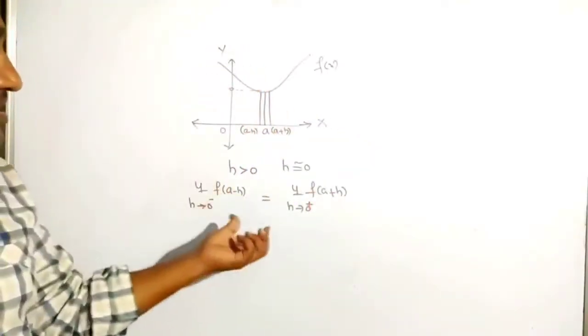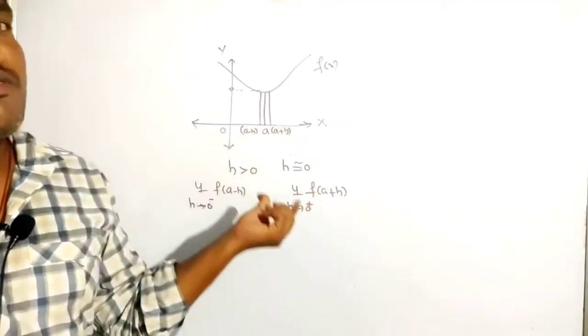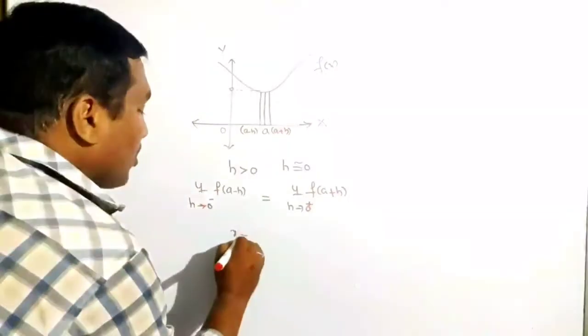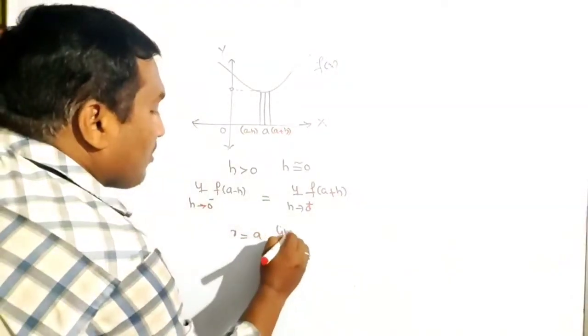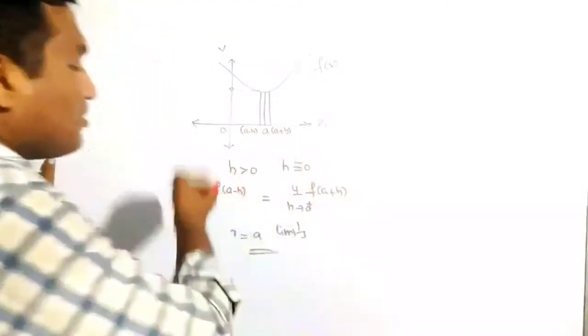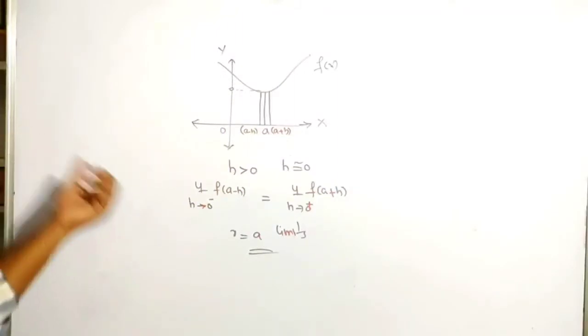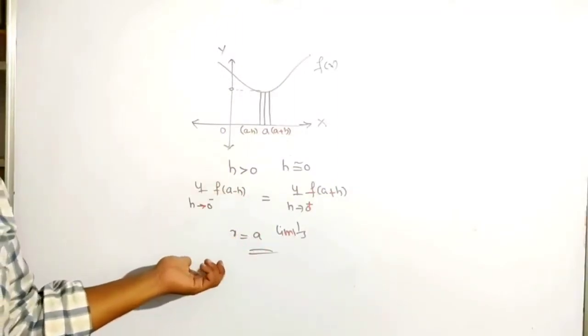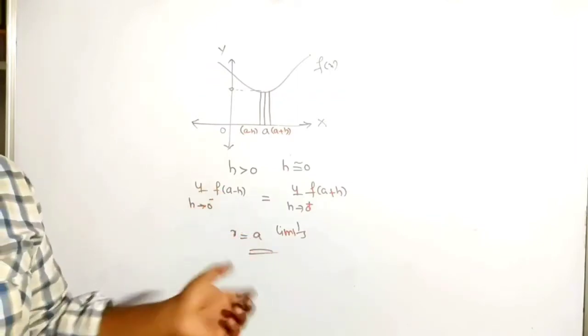That's why in this case the left and right hand limits exist, and therefore if x is equal to a, the limits are possible. Those are these limits, left hand limits and right hand limits. So in this way we can write the left hand limits and right hand limits.